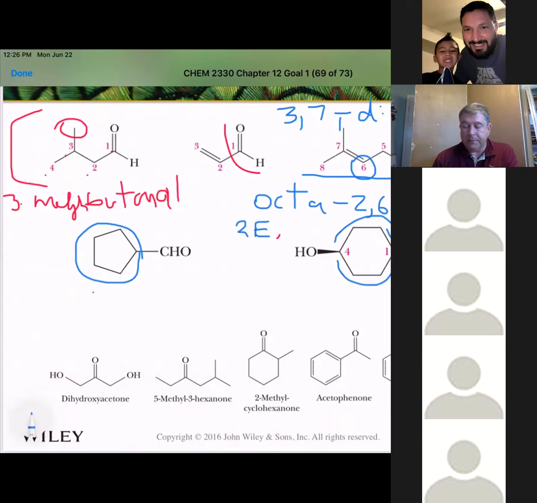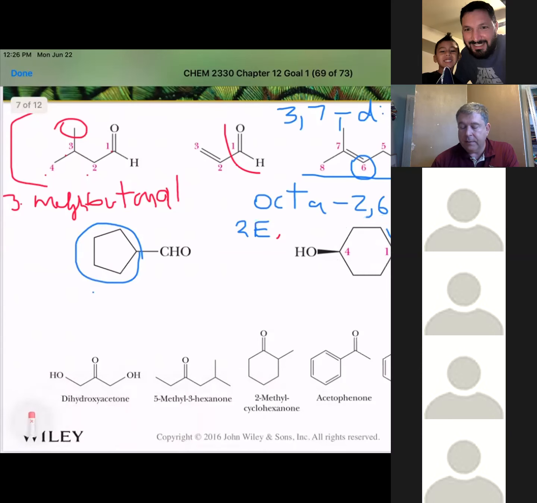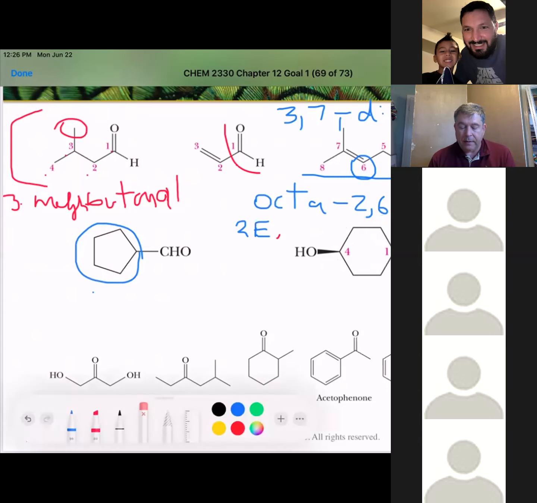So now let's name some ketones for us, since the aldehydes we've done there. We're going to do the same thing for ketones. When we have a ketone in a ring where the carbonyl is in the ring, it's actually included in the name.